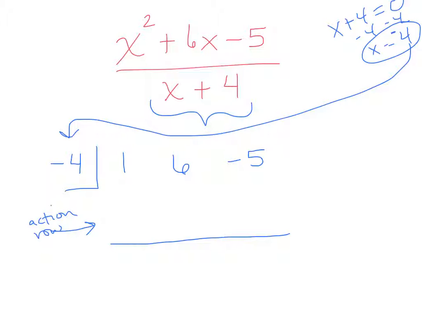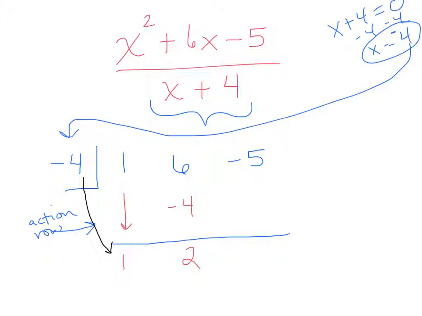First thing you're going to do is bring down that first number all the way down to the answer row at the bottom. That's always your first step. Now you're going to multiply, add, multiply, add. What you're multiplying is this negative 4 times the number that you've brought down. That gives you negative 4. The answer goes in the action row, in the next column over. Add those two together. You get 2.